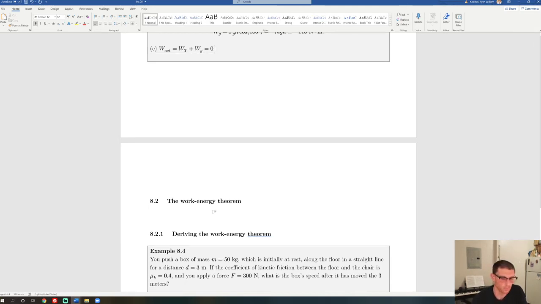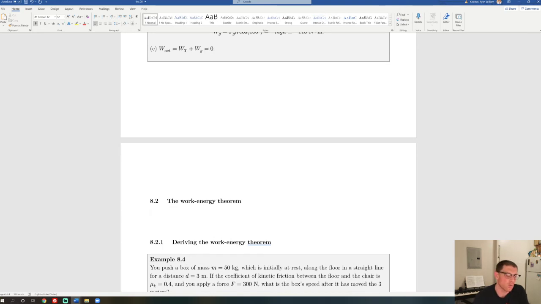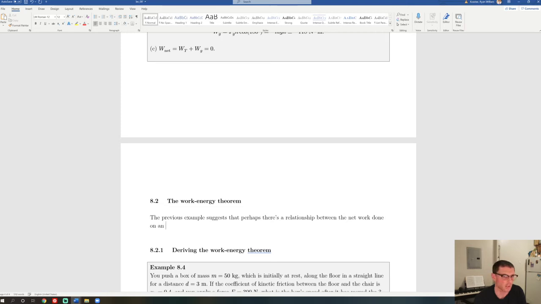Same thing. So what I want to say is that the previous example suggests that perhaps there's a relationship between the net work done on an object and its changing kinetic energy. So let's investigate this.